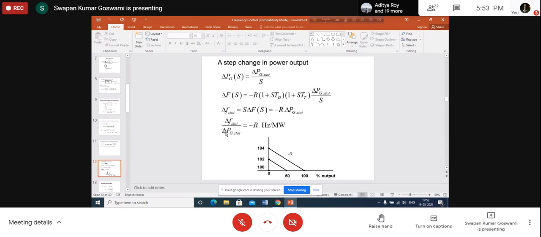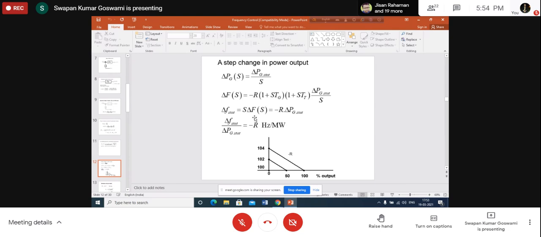That means if the generator load is changed from no load to full load, that means 100% loaded, then if the output varies by 100%, how much will be the variation in frequency? That will be R%. So R% of F will be the change in frequency.